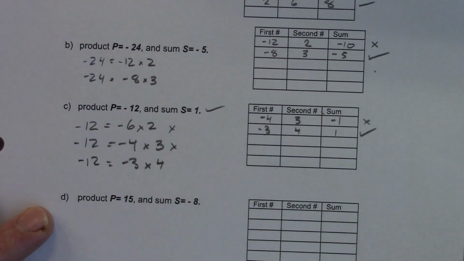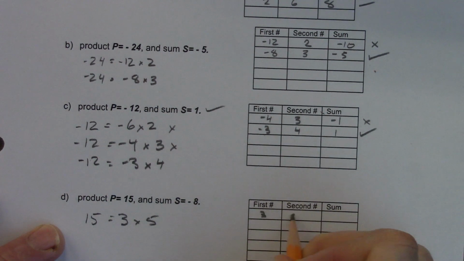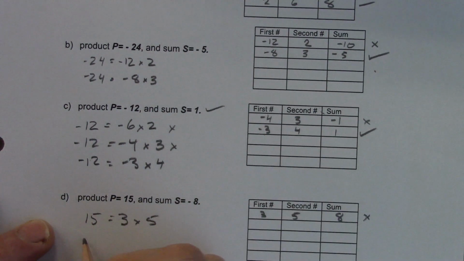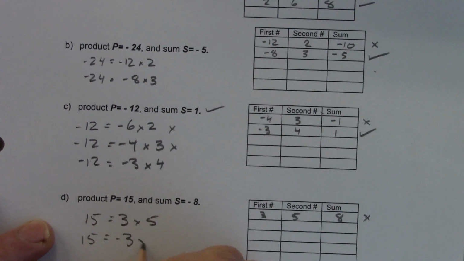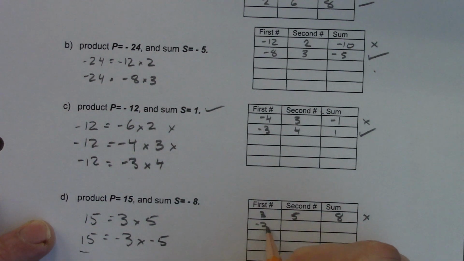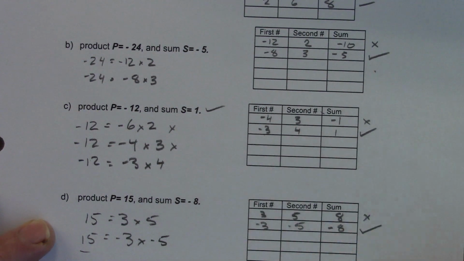Last one here, a product of 15 and a sum of negative 8. For 15, we know 3 and 5, right? If we sum those, we get positive 8. That does not work. But if we do negative 3 times negative 5, that also gives us positive 15. And if we sum those, we get negative 8. So that one does work.